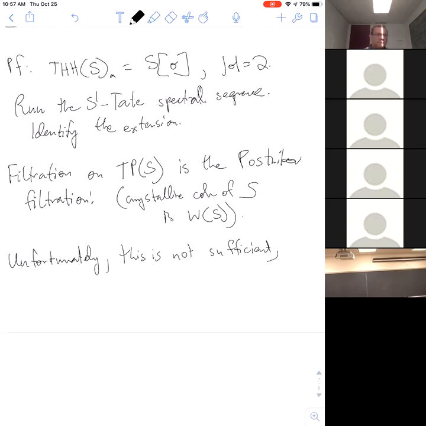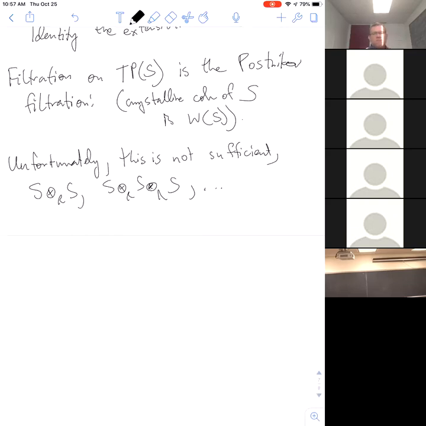Because we also need S tensor_R S, S tensor_R S tensor_R S, and this whole Čech nerve. And the problem is S tensor_R S is not a perfect ring. S is a perfect ring, so we're taking the tensor product of two perfect rings, but we're taking the tensor product over R, which is not perfect. So this S tensor_R S is not quite a perfect ring, so the answer is not going to be quite as simple.